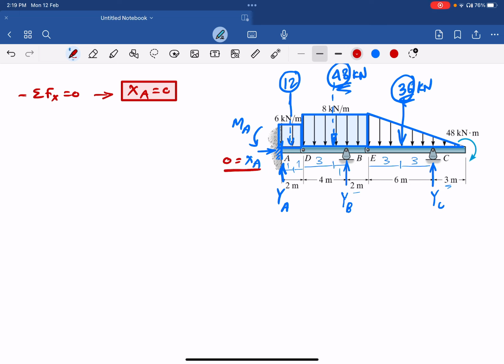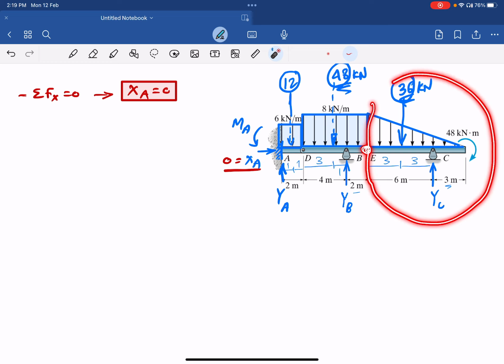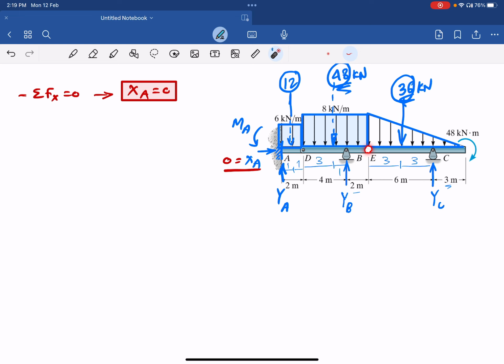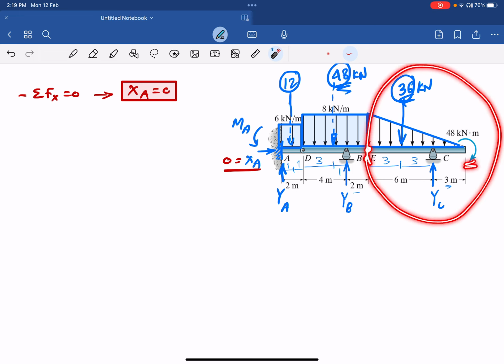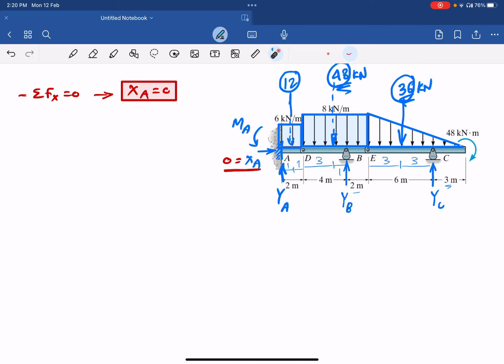Now we need to find all the other 4. YC, we can get by taking moment at the intermediate hinge here for this part. If we take a moment here for this part, how many forces do we have? We have a moment, we have YC multiplied by distance, we have 36 multiplied by distance, so the only unknown is YC. So let's take the summation of moment about E for the right part equals 0. I assumed clockwise rotation is positive here.